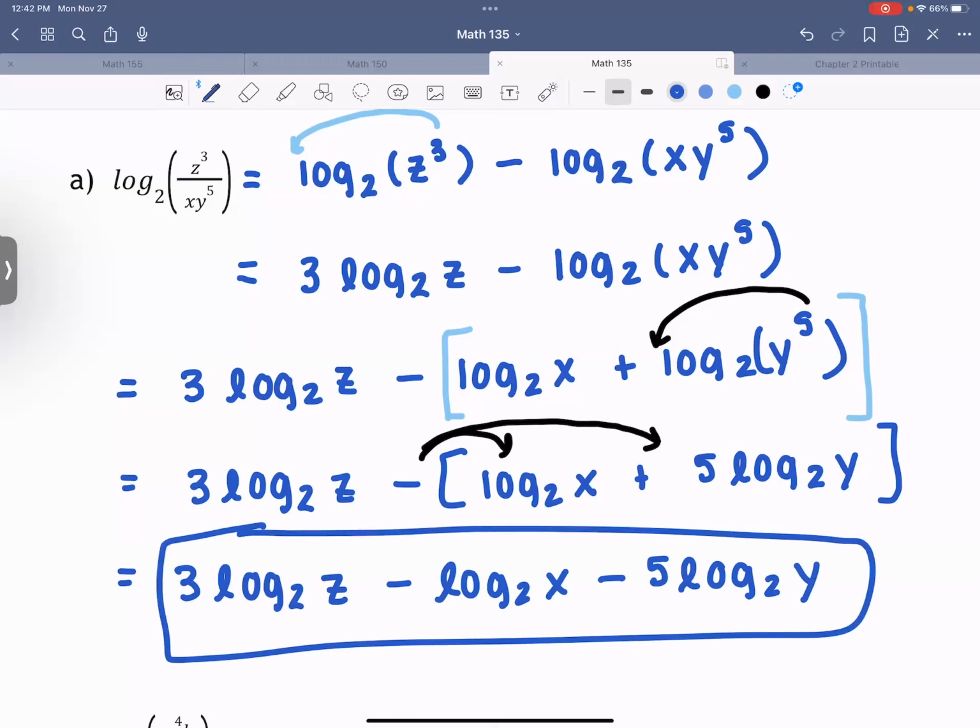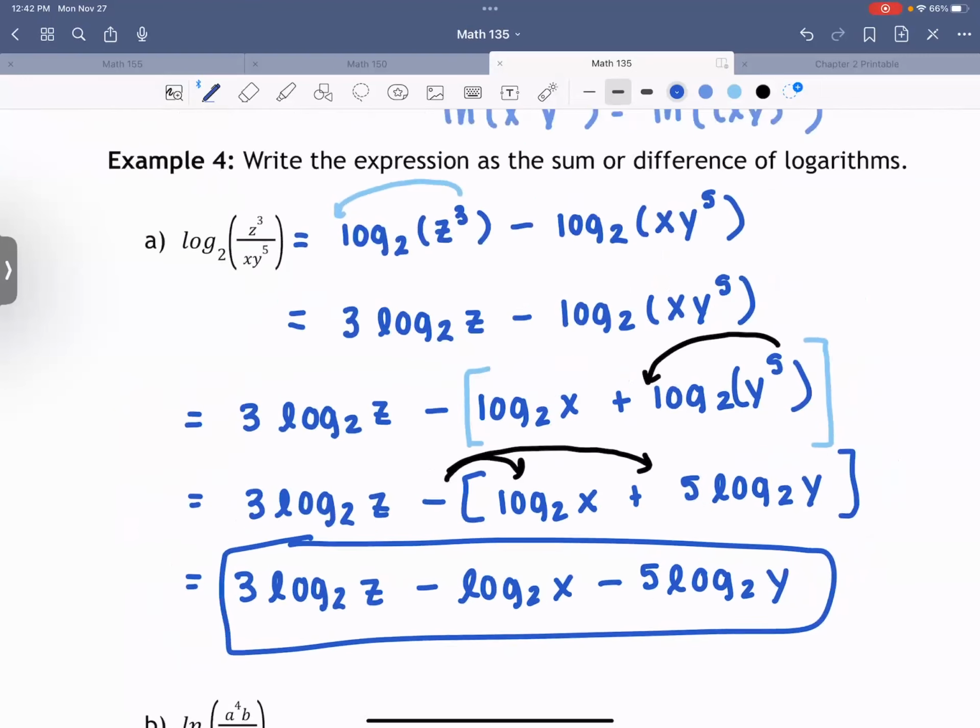Okay. Any questions on what I just did for part A? Okay, I think this was kind of hard. I promise you it gets a little bit easier with some practice. There's something like this exactly on your homework, I think.